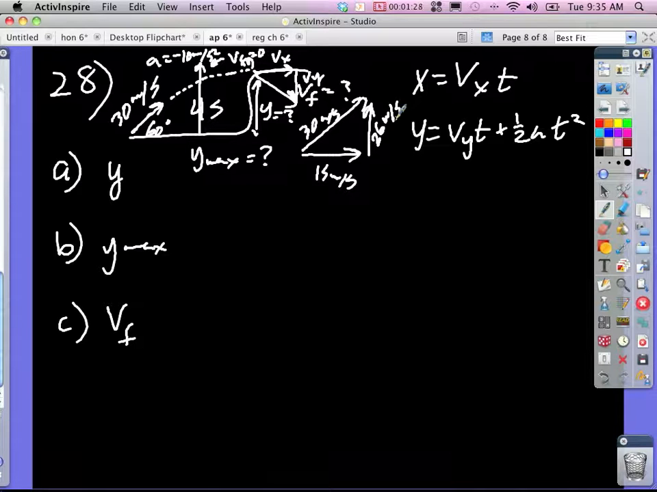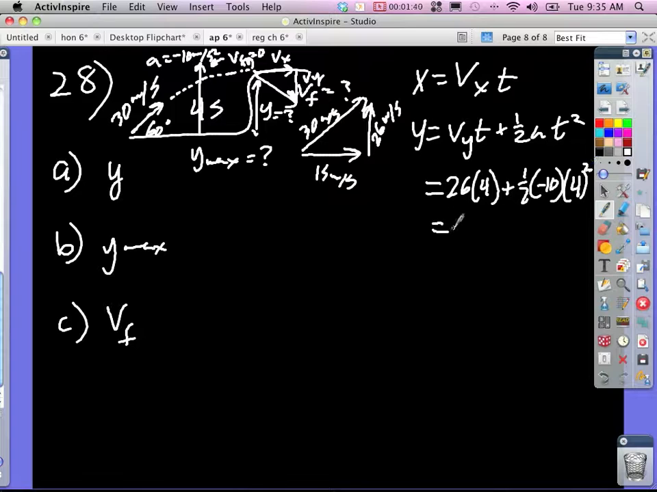to find y, all I have to do is plug this in. Right? So I get 26 times 4 plus 1/2 times -10 times 4 squared. And so that's 104 minus 80, and then that makes 24. So we get y equals 24 meters. Okay, pretty straightforward.